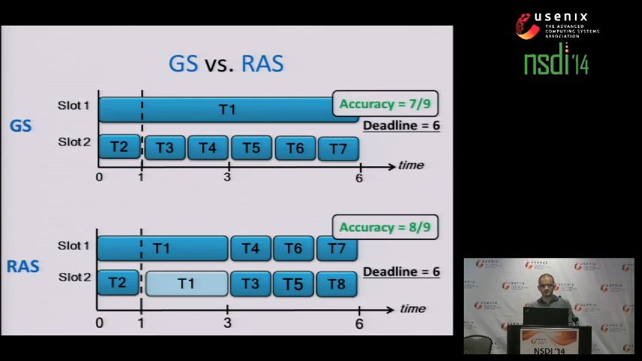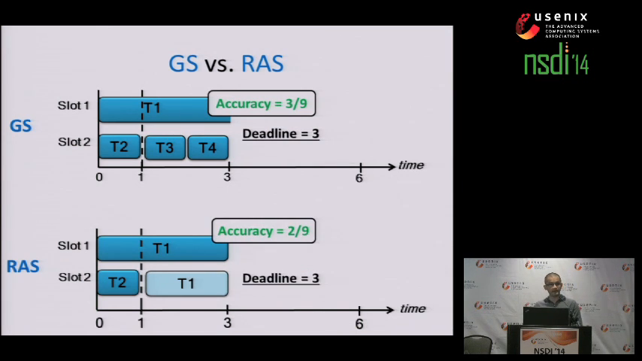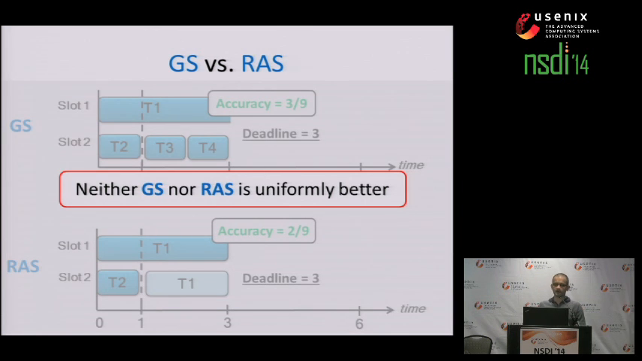Hence, if we compare these two options, GS, which is the greedy version, and RAS, the resource-aware version, we see the following: in the specific example that we ran through, GS has a lower accuracy than RAS. However, if I were to change the game here and push the deadline to 3, then GS has finished 3 of the 9 tasks, while RAS has finished only 2. In other words, what we're seeing here is that neither GS nor RAS is uniformly better than the other.